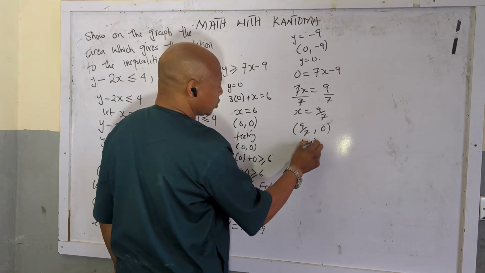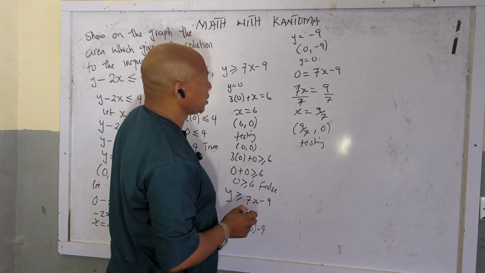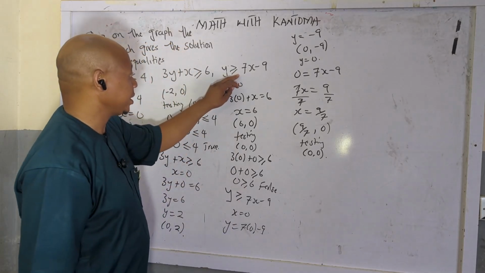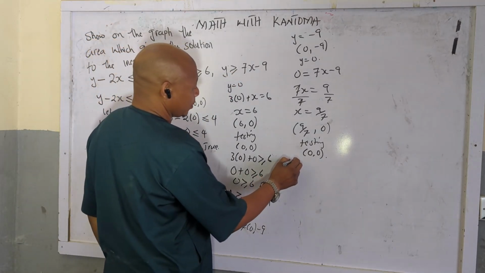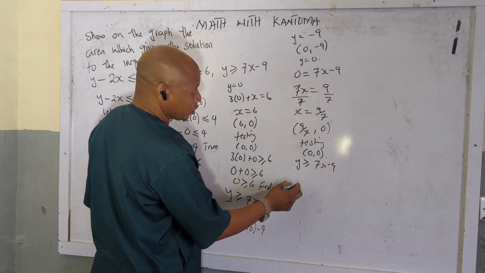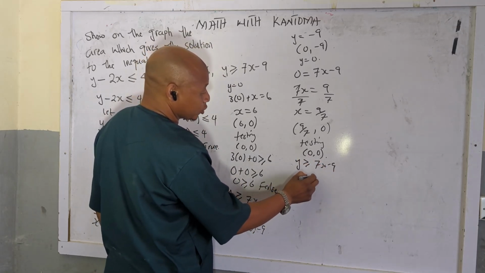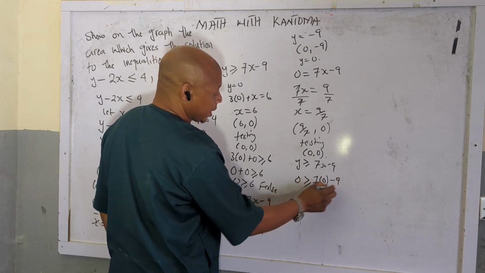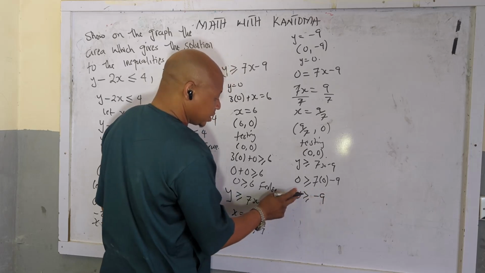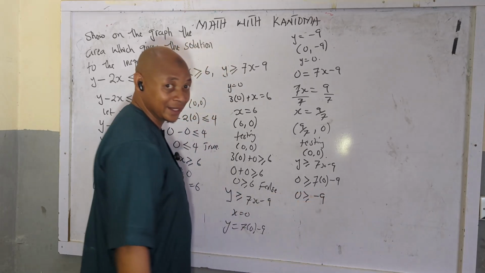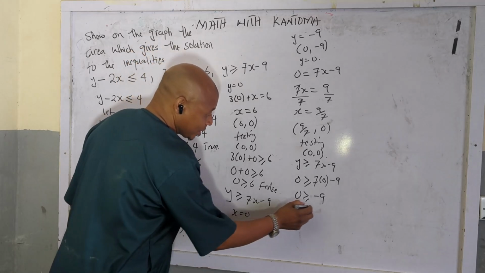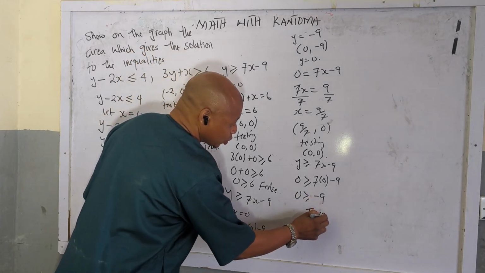So let's go for testing also. To test the inequality at the coordinate 0, 0, does it satisfy the condition? So y is greater than or equal to 7x minus 9. Put x to be 0 and y to be 0. So 0 is greater than or equal to 7 times 0 minus 9. 7 times 0 is 0, 0 minus 9 is minus 9. So is 0 greater than or equal to minus 9? Yes, of course, 0 is greater than minus 9. So therefore, this condition is also true.